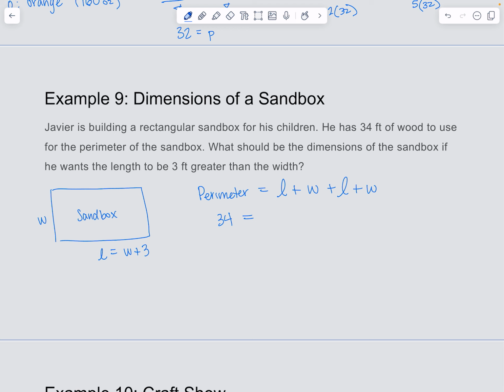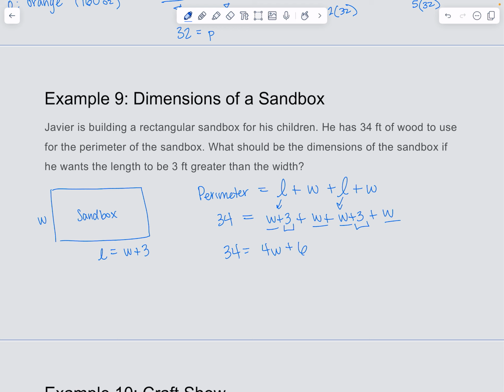The length, we're going to write as W plus 3, plus the W we already had, plus length, which is W plus 3, plus the W we already had. Again, we can combine like terms. 1, 2, 3, 4 W's. And then we have 2 constants, so 3 plus 3 is 6.